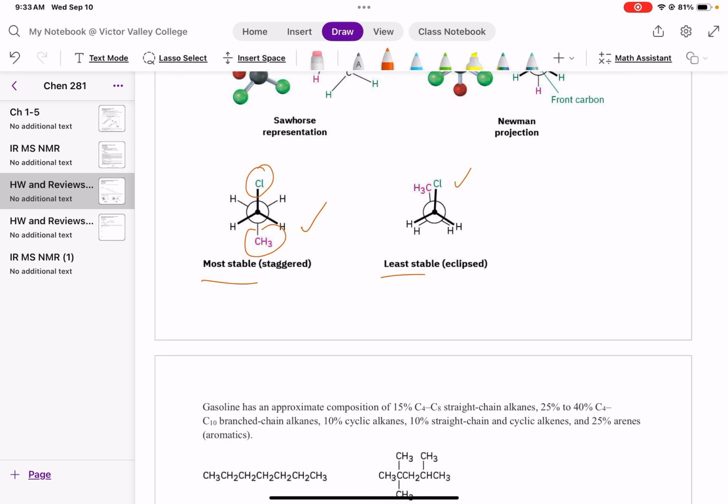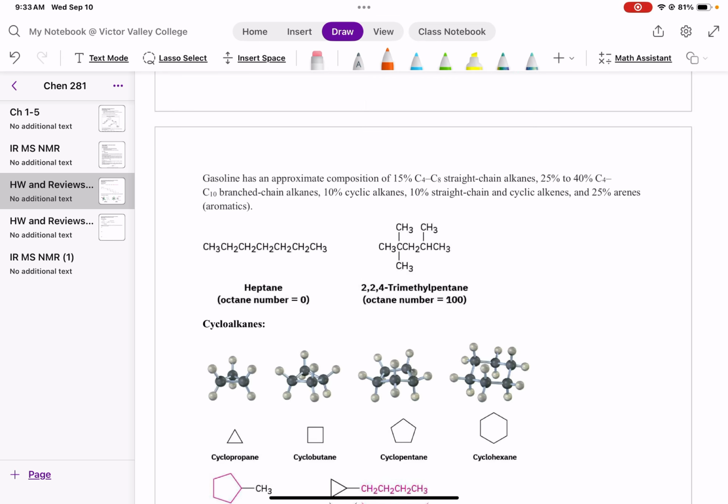Okay, now here's an interesting fact. The gasoline that we put in our car has approximately 15% C4 to C8 alkanes, meaning hydrocarbons containing 4 carbons to 8 carbons, 25 to 40% C4 to C10 alkanes, 10% cyclic alkanes, that's cycloalkanes, and 10% straight chain alkanes, and 25% arenes, meaning aromatic compounds. Okay, like benzene or toluene.